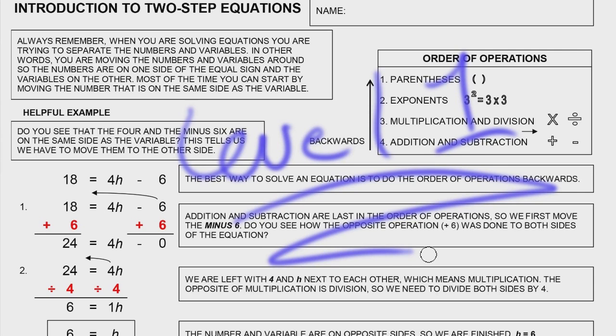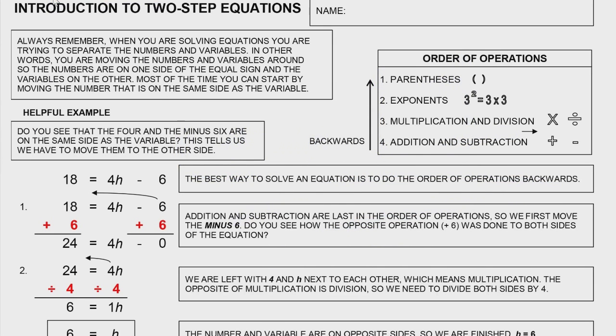All right, so let's get started. Let's take a look at the directions. It says here, always remember when you are solving equations, you are trying to separate the numbers and variables. In other words, you are moving the numbers and variables around so the numbers are on one side of the equal sign and the variables are on the other.